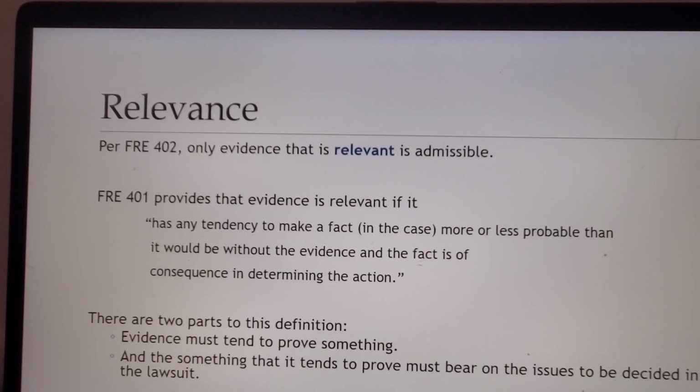There's a definition in Federal Rule of Evidence 401. Does it have any tendency to make an issue in the case more or less probably true? And it doesn't have to do so in a significant manner. It's not a matter of degree. It's simply, does this give us any information at all about any of the facts or issues in dispute in this particular case? If so, that evidence may have relevance.